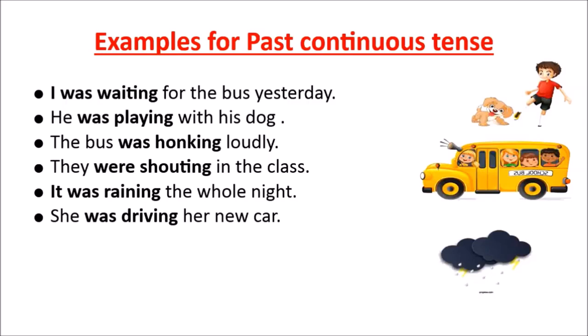Okay, look at the next example. It was raining the whole night. So it was raining the whole night in the sense that for a period of time in the past it was raining continuously. That's why we are using it was raining the whole night. So look at the next example. She was driving her new car. So what was she doing? She was driving her new car. So in this tense, was and were are usually used as what? Helping verbs. Yes. Clear?